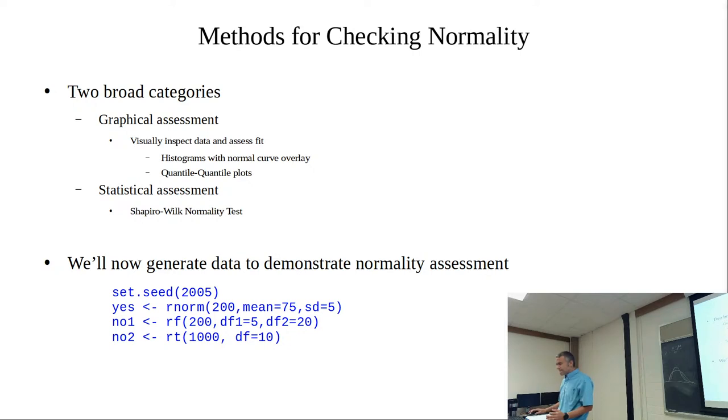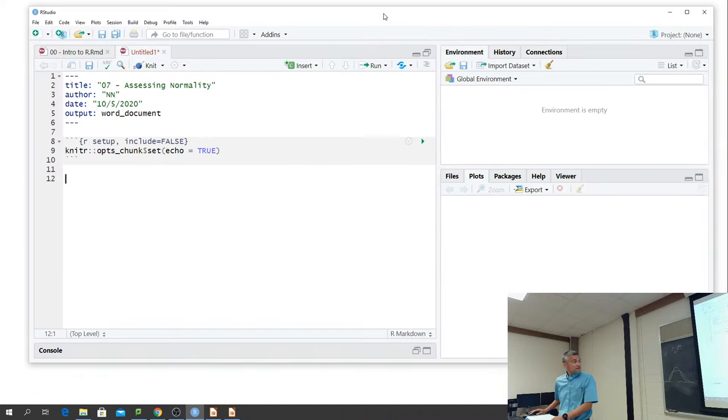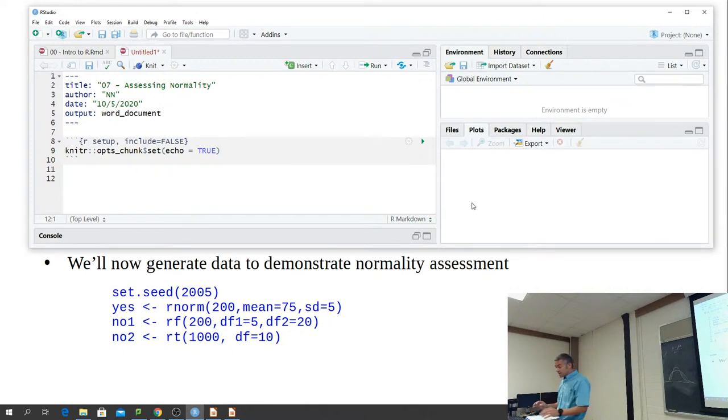All right? So start a new document. Assessing normality. All right. And what I will do is pull this up so we can see it, so you can see the code and you can see what I'm getting ready to do.